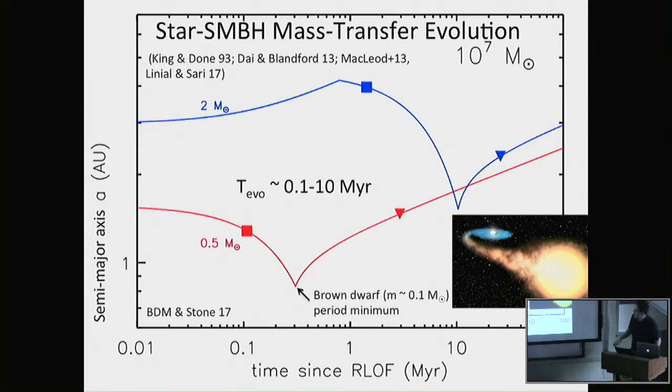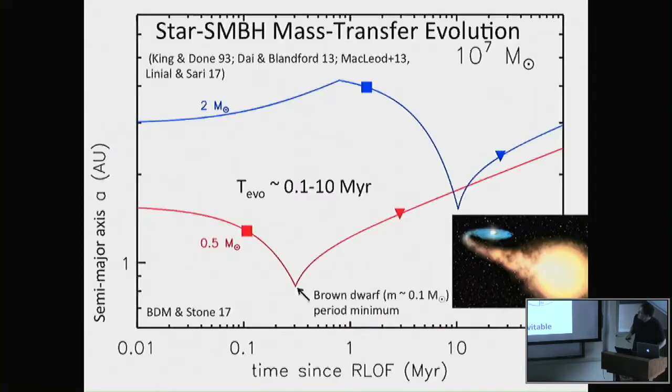So we're talking about scales of a few astronomical units. Then once it goes down to about a tenth of a solar mass, its equation of state changes. It reaches a period minimum, also like CVs, and then backs out to a longer orbital period. But the point is that you can have, in principle, a supermassive black hole which is accreting from one of these stars for millions of years.